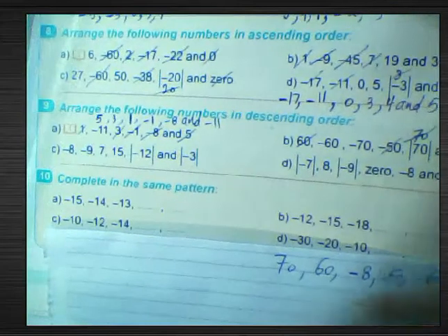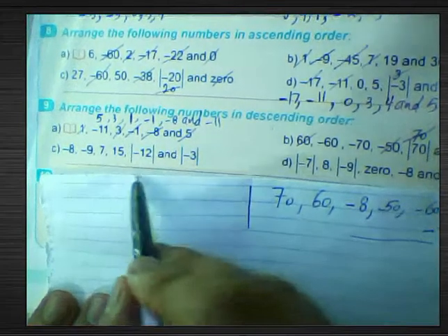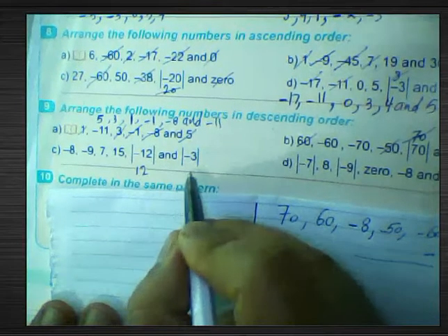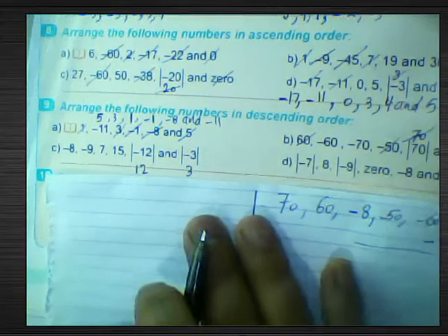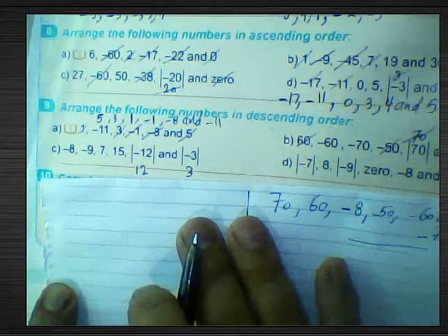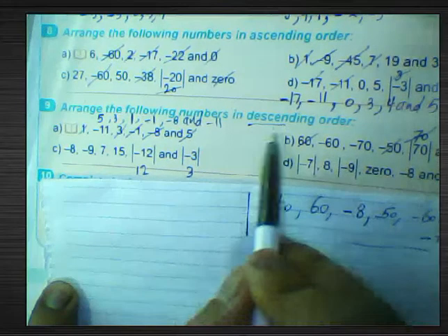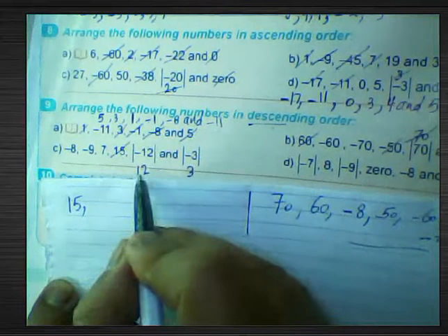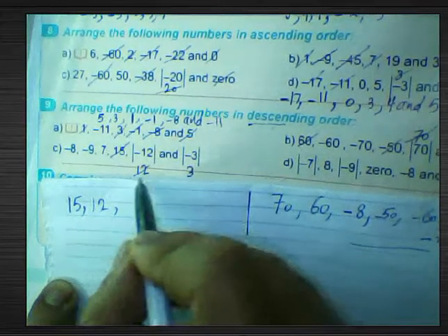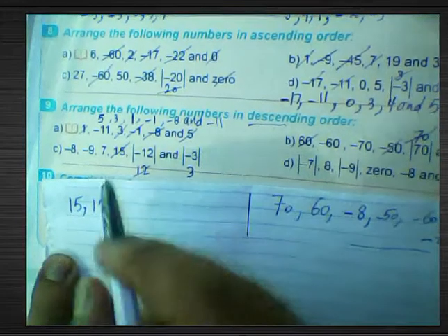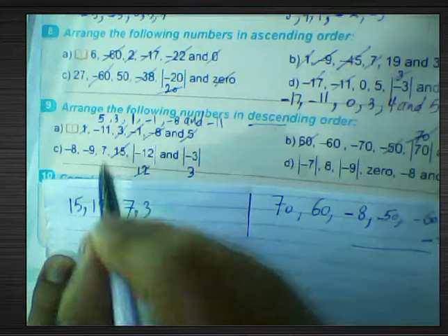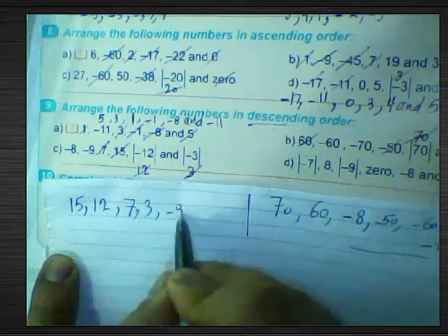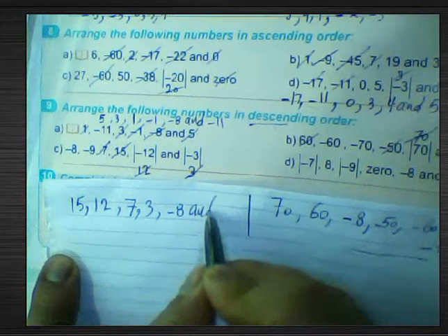Letter C. We have the absolute value of negative 12 here. We can solve it first. It will be 12, and the absolute value of negative 3 equals 3. So you can find the order from greatest to smallest. You want to find descending order. The greatest number here 15 and 12. Okay, pay attention with me. 7, 3, we have -8, and the last number will be -9.